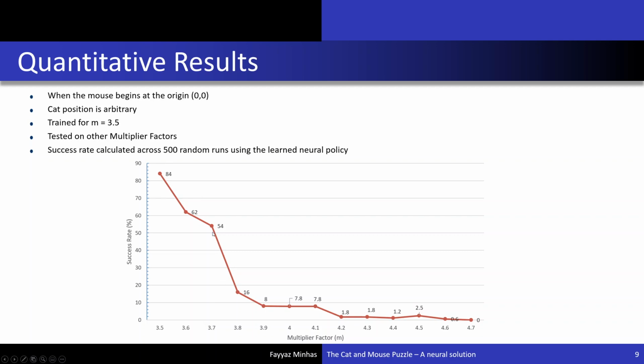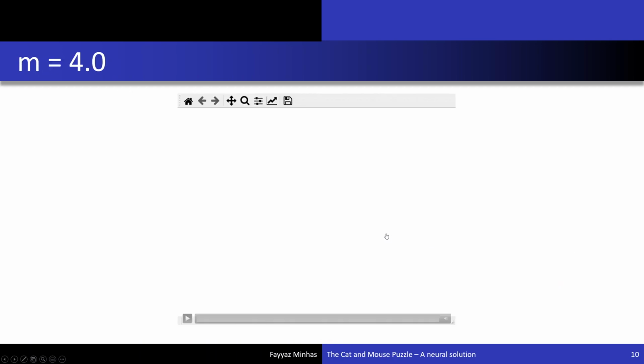If we increase the multiplication factor to 3.7, we get a success rate of 54%. The best thing happens if you keep on increasing the multiplication factor until, let's say, 4.6, and there we also get some successes. Then if you increase the multiplication factor to 4.7, that is where we don't see any successes for this particular model. This is the mouse escape strategy for when m is equal to 4.0, and this is a really interesting one. Remember, the neural network has not been trained on this multiplication factor.